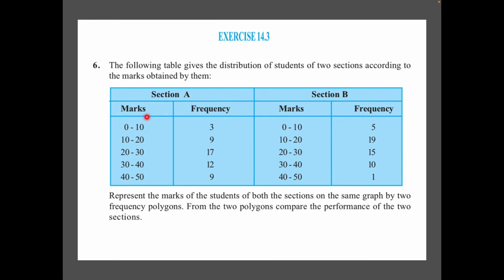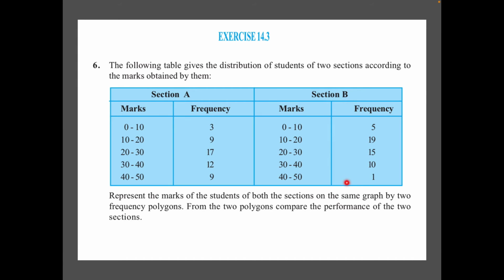These are the marks, and they are in interval form: 0 to 10, 10 to 20, 20 to 30, 30 to 40 and 40 to 50. As you can see, the class intervals are the same and continuous, so we need not change them. And these are the frequencies, the total number of students is 50, with the frequency of section A and the frequency of section B.